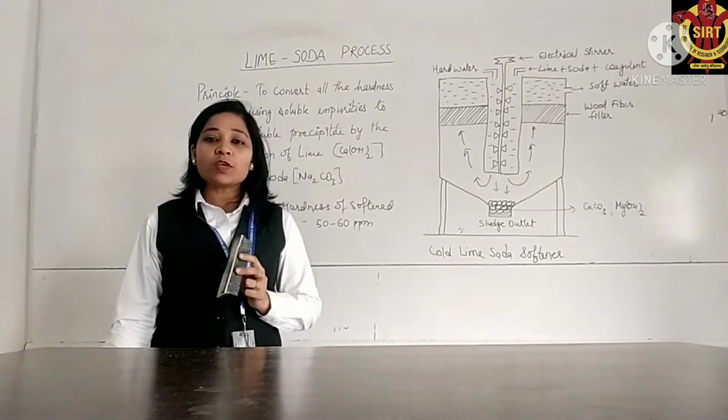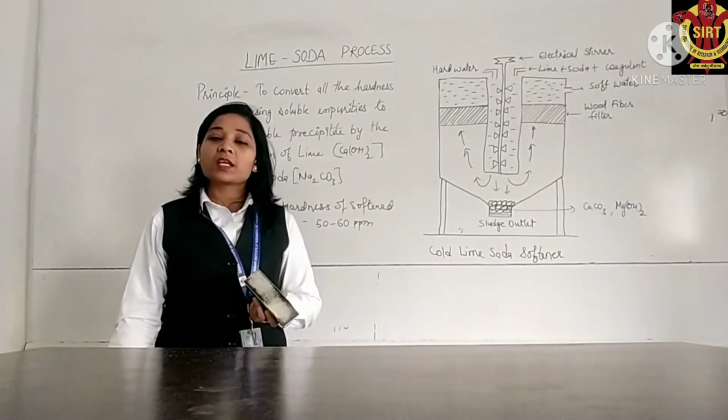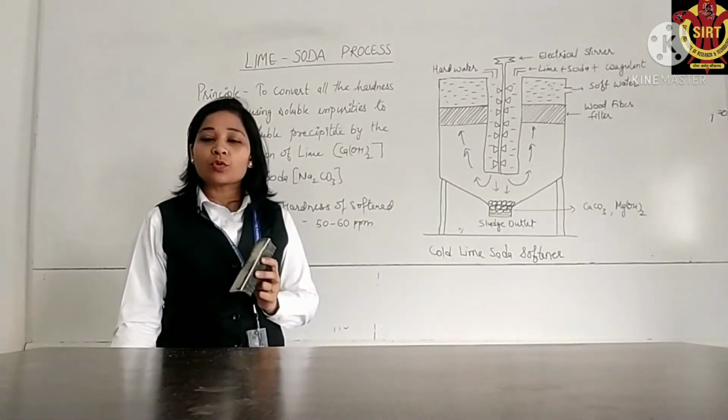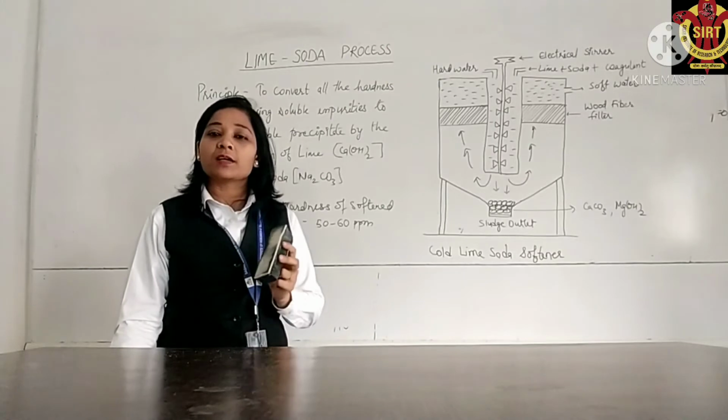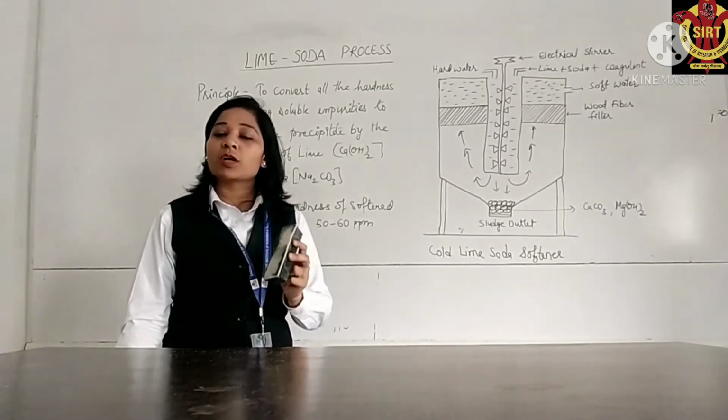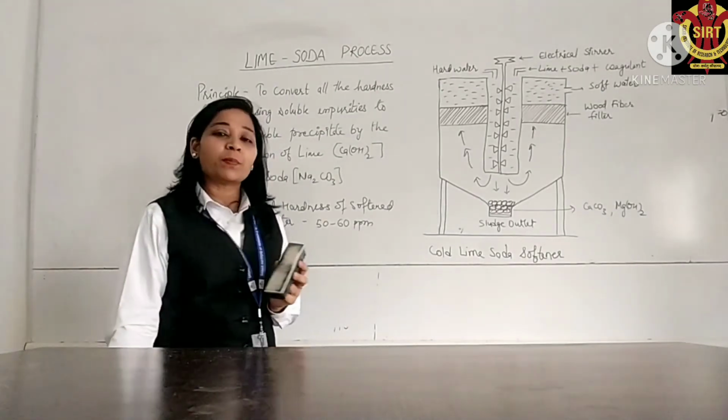In this process, as we know, in cold conditions the reaction is very slow and the precipitate formed is very fine. So we have to add a coagulant. That coagulant helps the fine precipitate to convert into coarse precipitate.